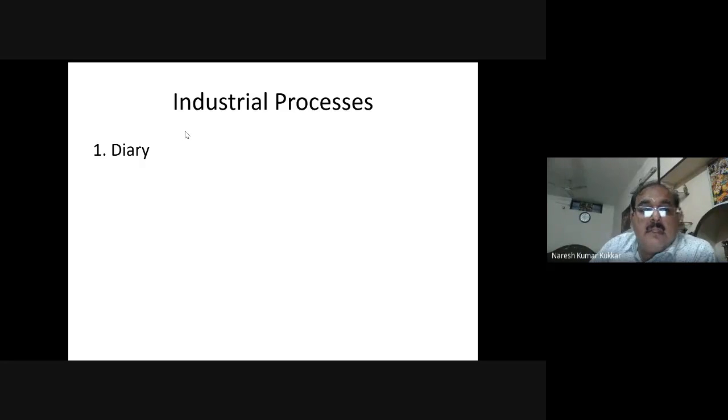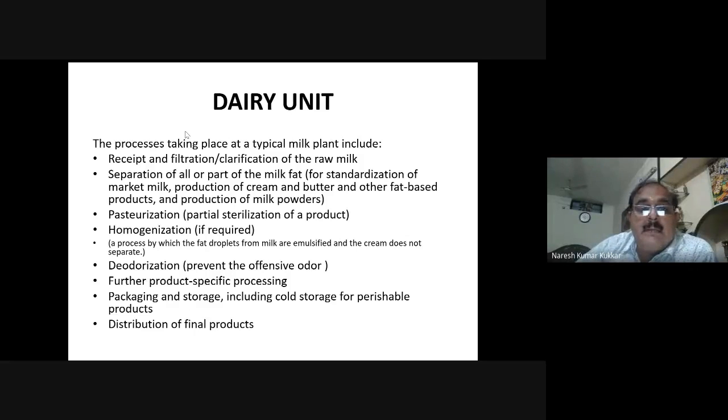Chalo. The processes taking place at a typical milk plant include receipt and filtration with clarification of raw material, separation of all part of the milk fat, with first standardization of the milk product, production of cream and butter and other fat-based products. Now, from dairy we get pasteurized milk, butter, cream, dahi, ghee, processed cheese, and these are the final outcomes from the dairy industries.